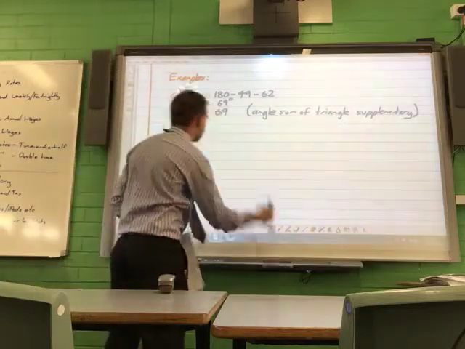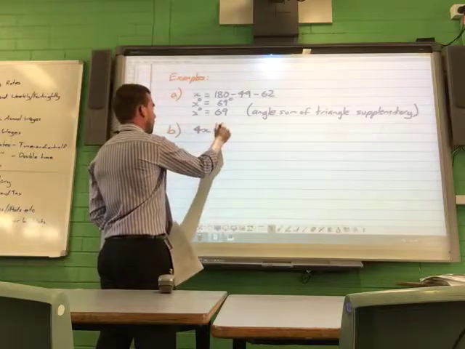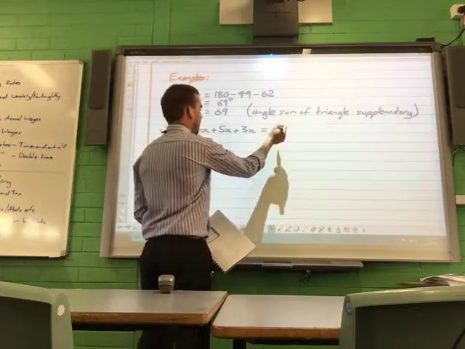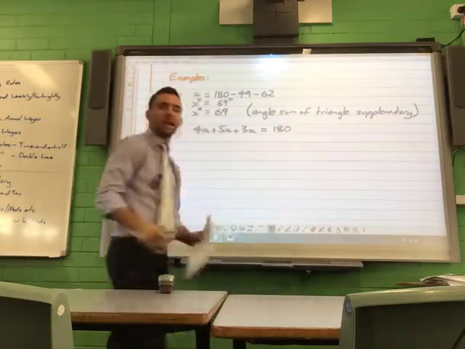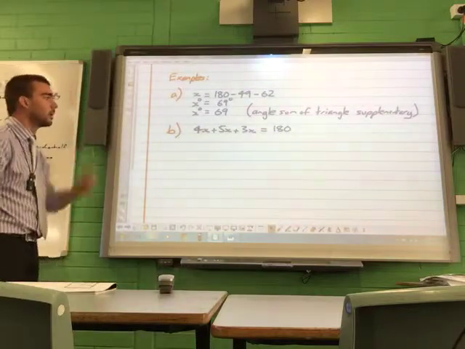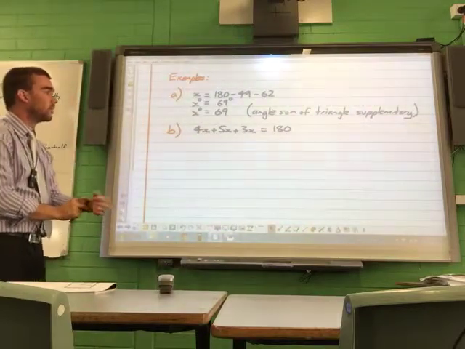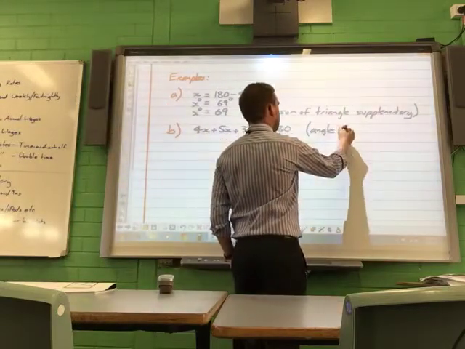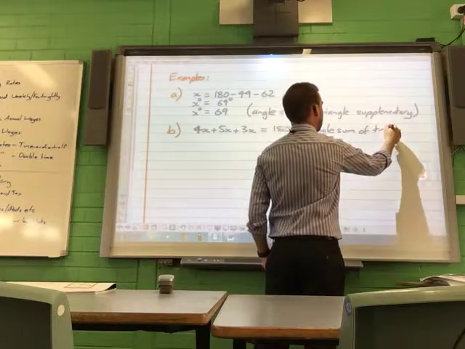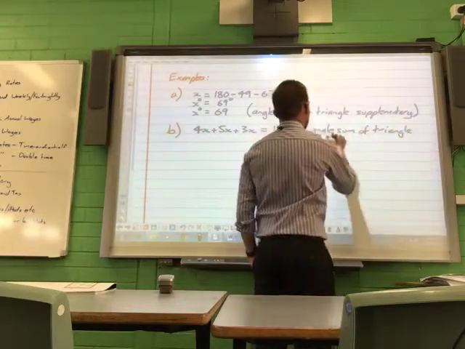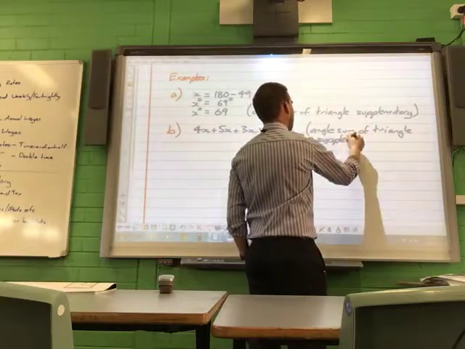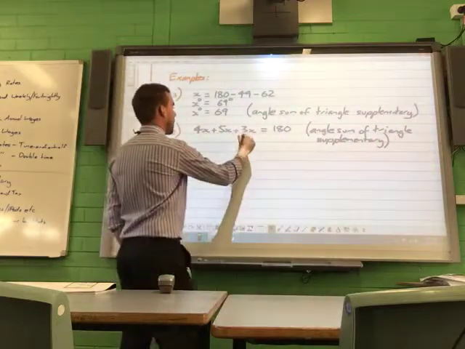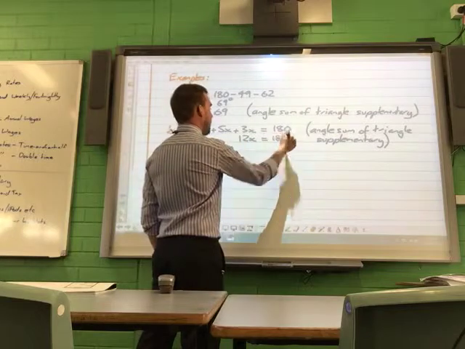So 4x plus 5x plus 3x is 12x. The sum of those three angles must equal 180. 180 divided by 12, go. 15. So the reason is the angle sum of a triangle is supplementary. So 12x equals 180.